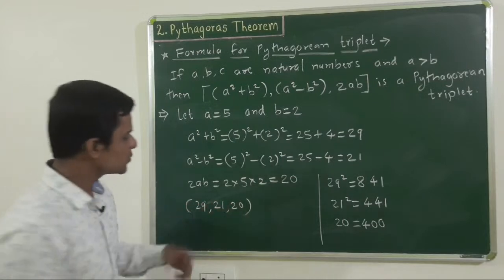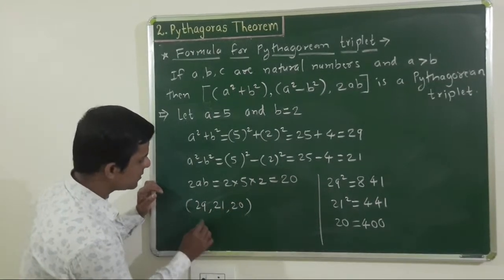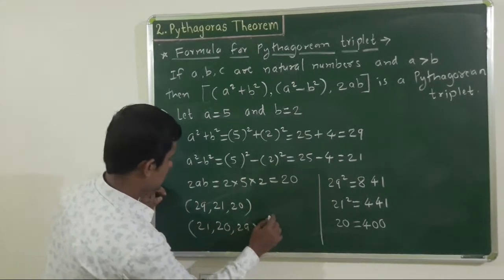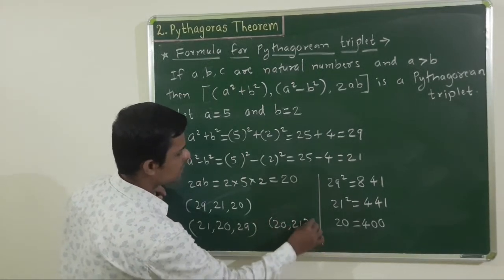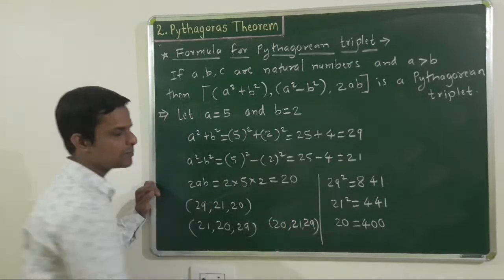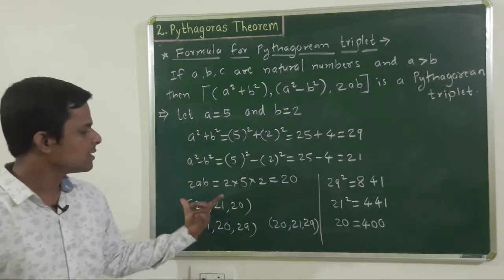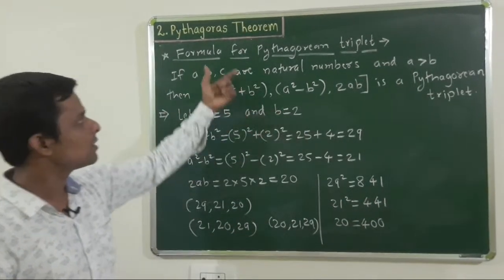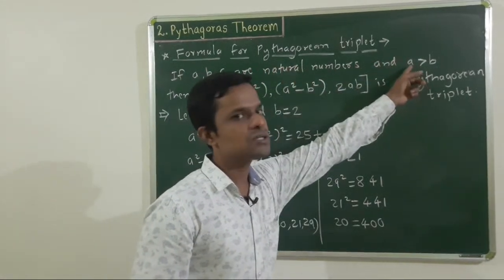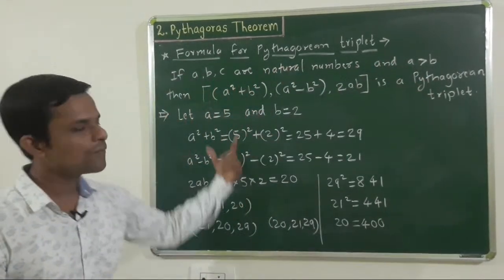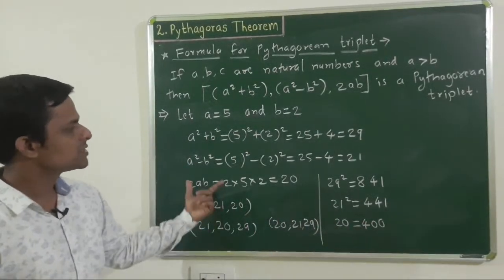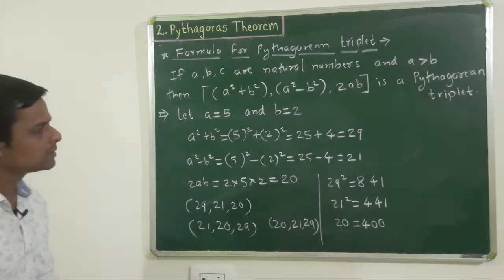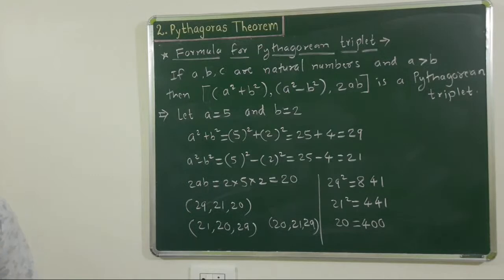We can write this Pythagorean triplet in any order, like this, or 21, 20, 29, or suppose 20, 21, 29. You can write in any order. The numbers will be the same, but we can write them in any order. By putting different values of a and b, taking natural numbers, and with the condition that a should be greater than b, we can find various Pythagorean triplets. You can solve your own examples also by using this formula. If you want a screenshot, then take it, and we'll move towards the next part.